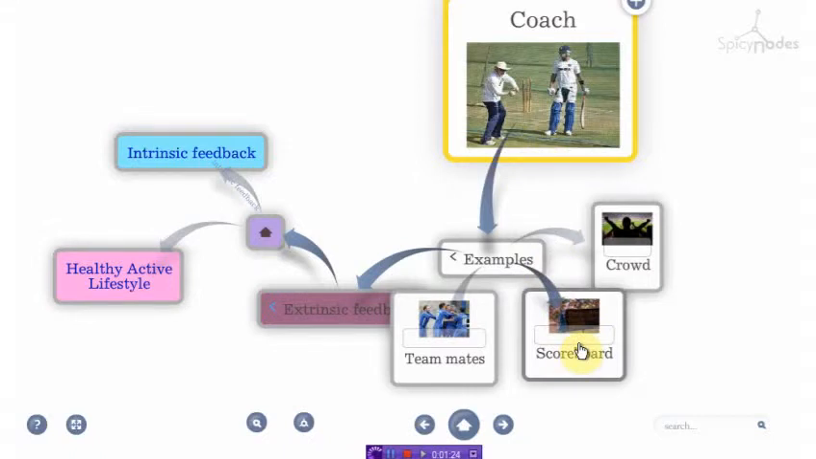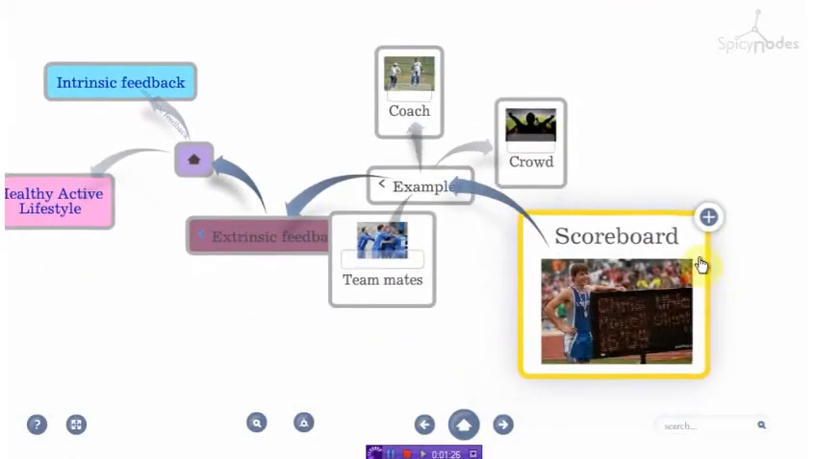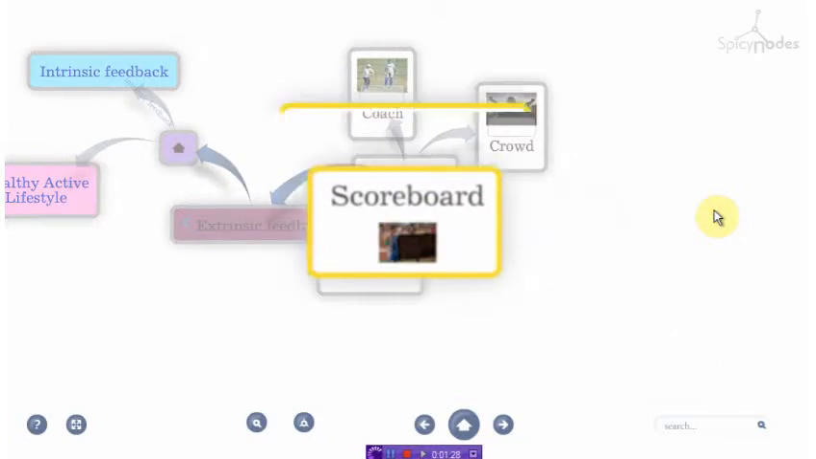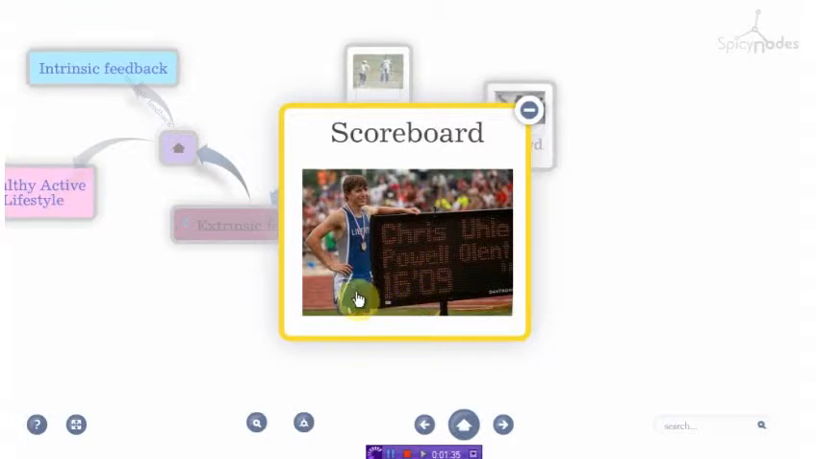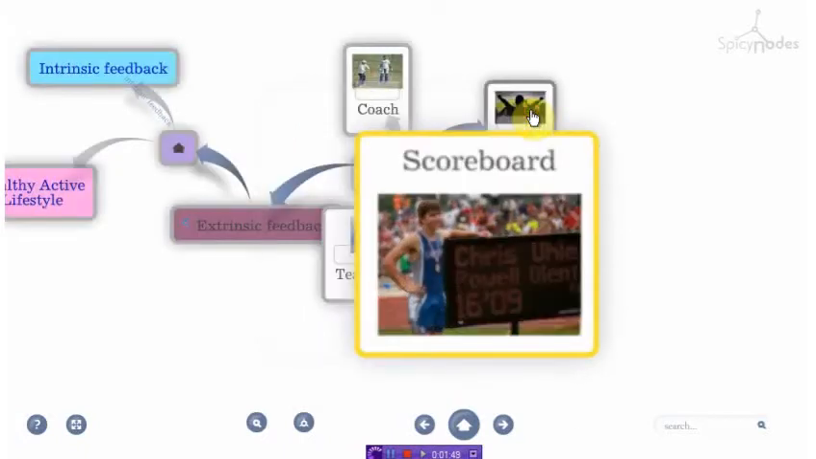Similarly, information can come from a kind of recording, and in this case it's information about this chap's performance, which is shown up on the scoreboard. Now he's being shown how high he's jumped, but equally it could be how far he's jumped, it could be the time in which he's run, and so that provides extrinsic feedback about his performance. In this case it's being displayed.